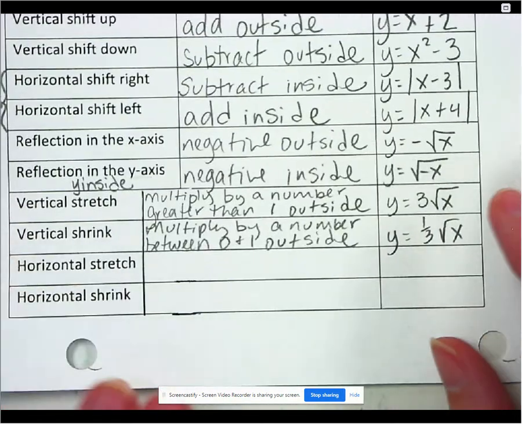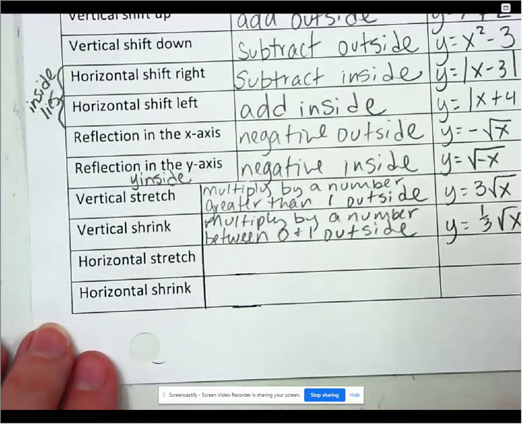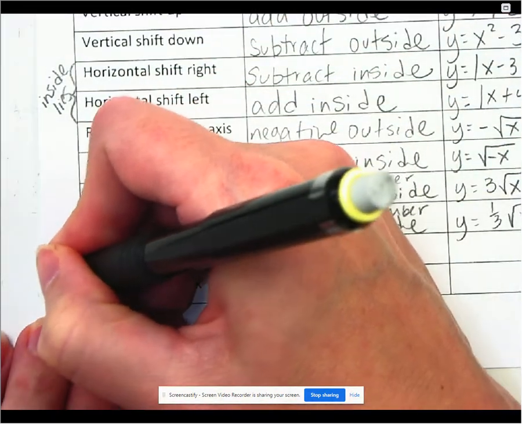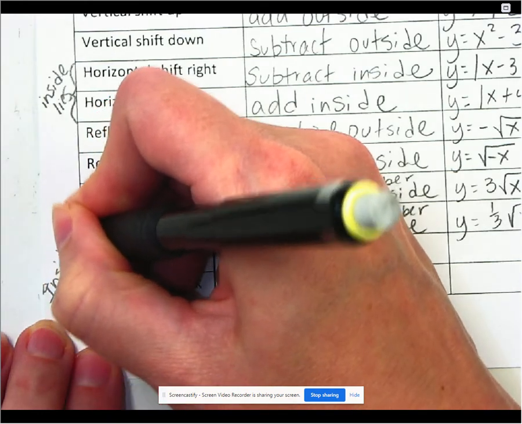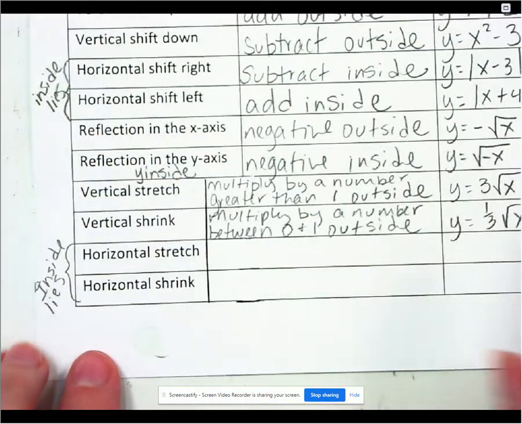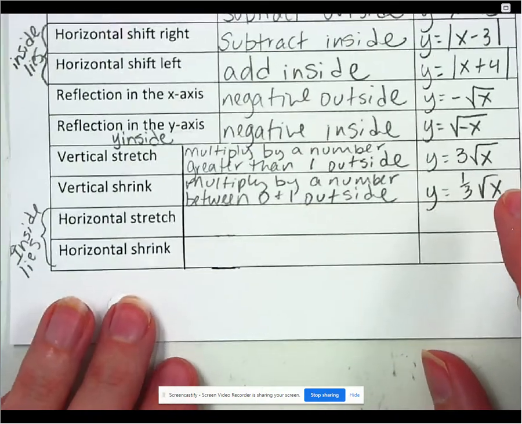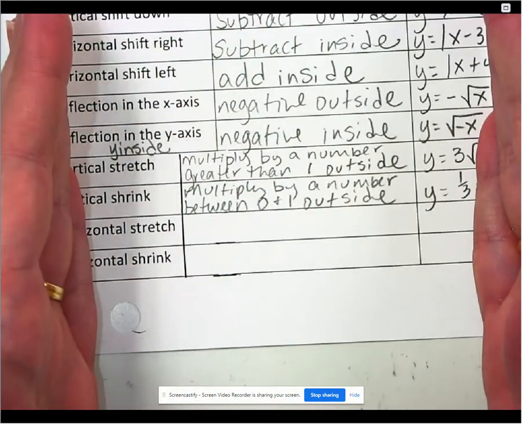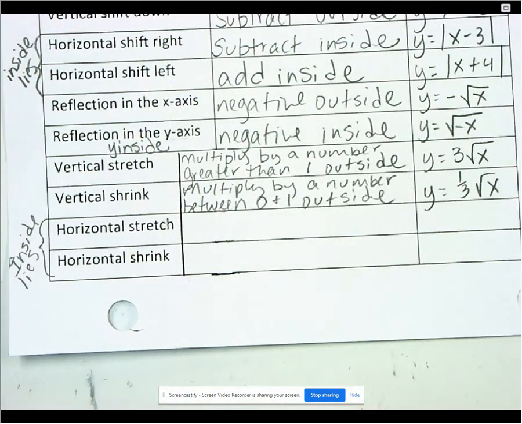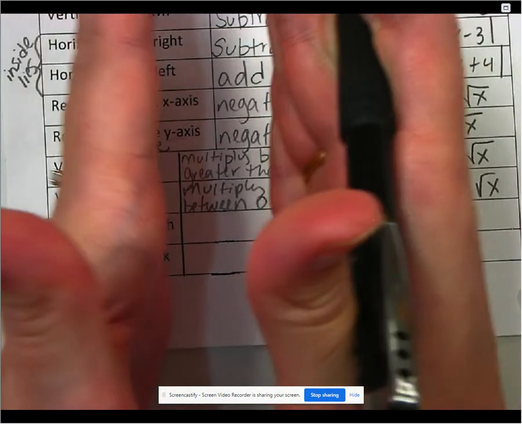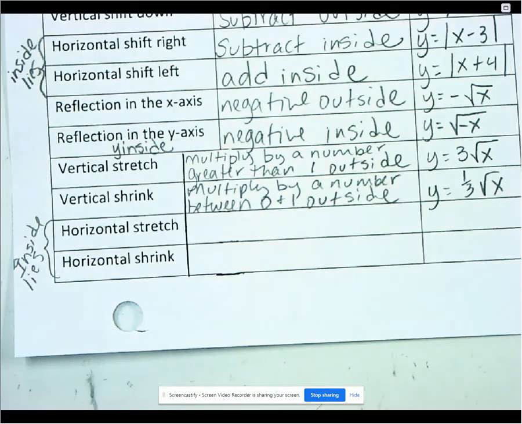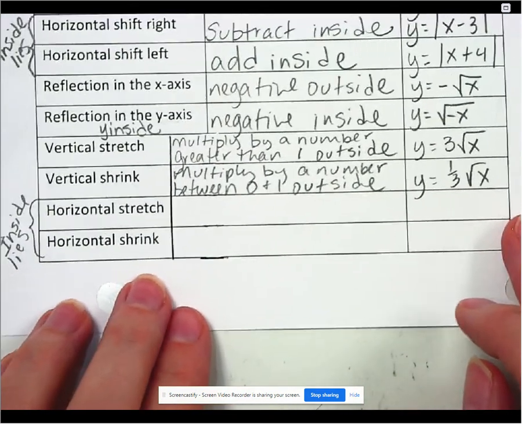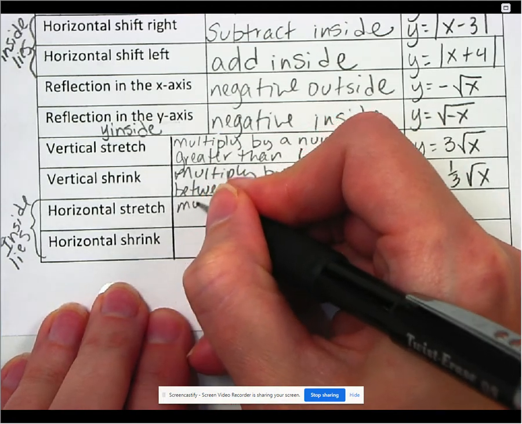All right, and then these horizontal shrinks and stretches happen on the inside, and I don't want you guys to forget that the inside lies. So it's going to be the opposite of what you want it to be. So on the inside, if you want to get a stretch horizontally, make it wider, then that number you're multiplying by needs to be a small number. And if you want it to shrink horizontally, then that number needs to be a larger number.